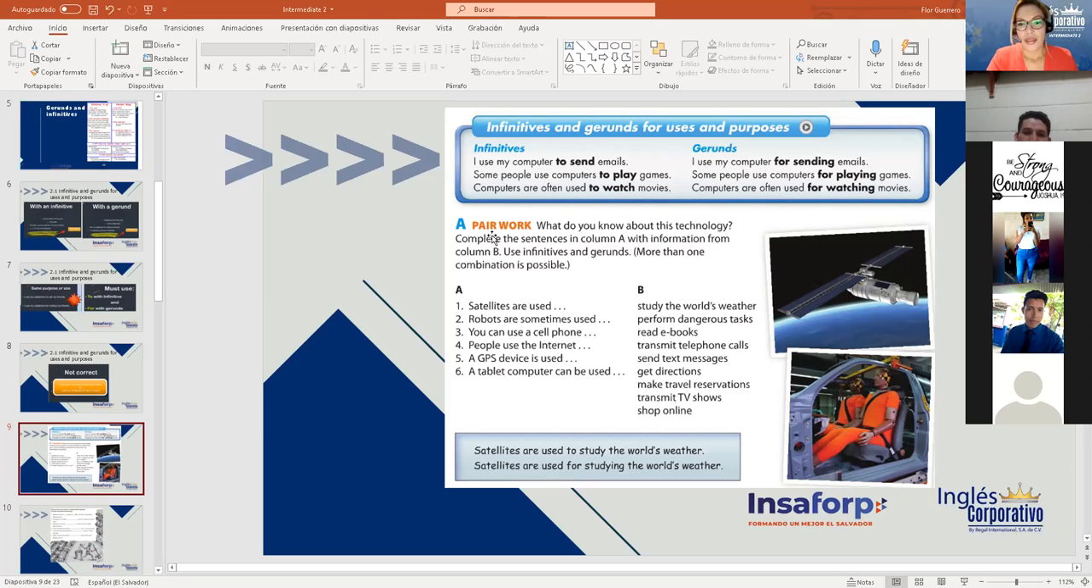Okay. Now, what do we know about this technology? Let us complete the sentences in column A with information from column B. We can use infinitives and gerunds, and more than one combination is possible in this exercise. So you can go ahead and match them. You can write number one and then the letter that matches there. Like satellites are used. Let's see what could match here.